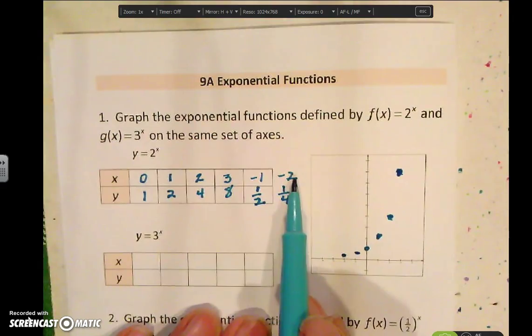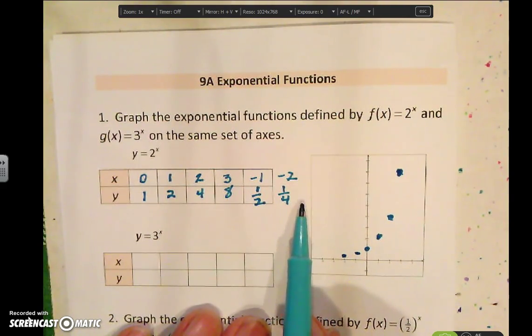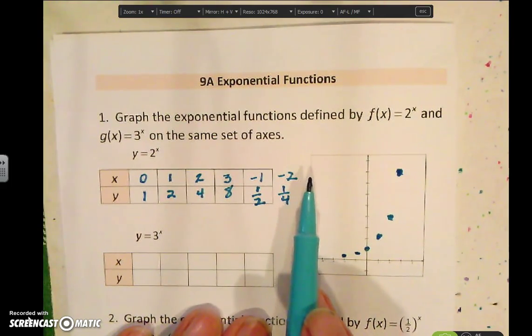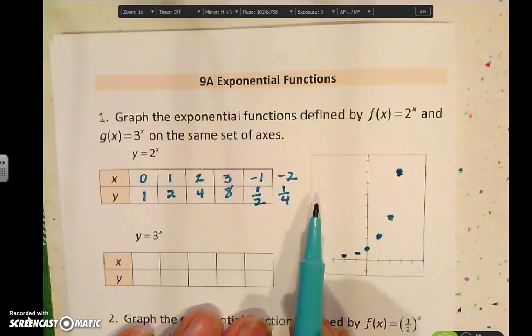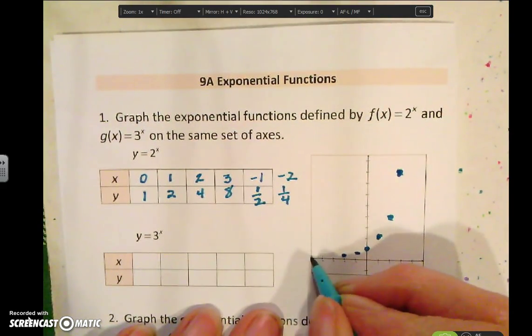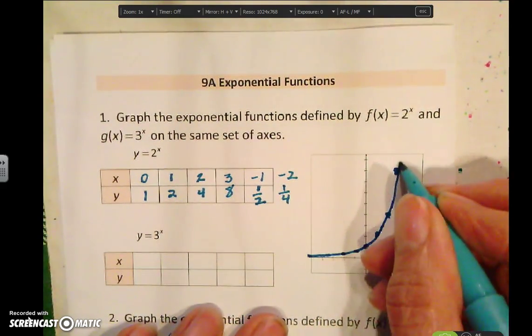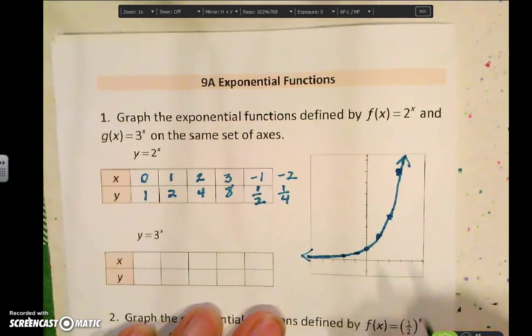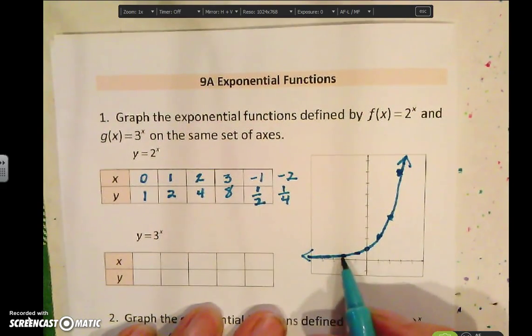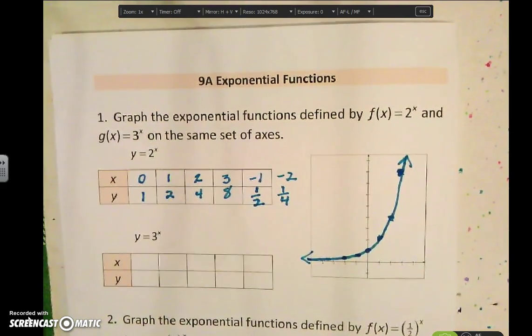Now what I'd like you to think about is if I had, say, a -3, I'm going to have 1/8, -4 is 1/16, -5 is 1/32. Will I ever get a negative answer? And the answer to that is no. No matter how negative I get, I am never going to cross into the negative side of this graph. My graph is just going to scoot along the top of the x-axis.